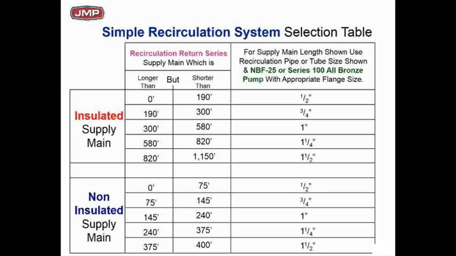But what you need to get out of this is, if I had a 1.5-inch pipe and it was 800 to 1,200 feet long and it was insulated, I got an NBF 25. Listen to me now. If I got a 1/2-inch recirc line and my supply pipe's 200 feet long, I got an NBF 25.